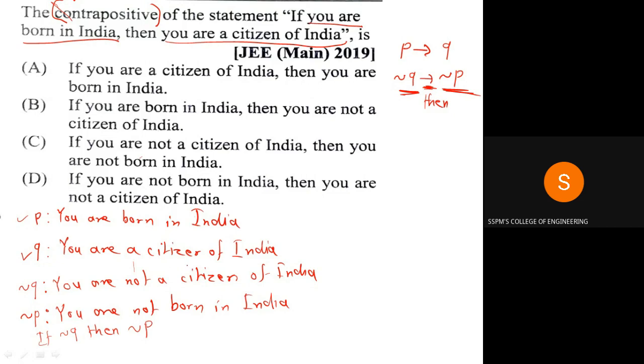So if you are not a citizen of India, where can we find this in the options? If you are not born in India. So here it is also "if you are not born in India." Here you can see "if you are not..." Here it is "you are born in India." So this cannot be true. This is also not true. This is also not true. So if you are not born in India, then you are not a citizen of India. So this is the correct option.